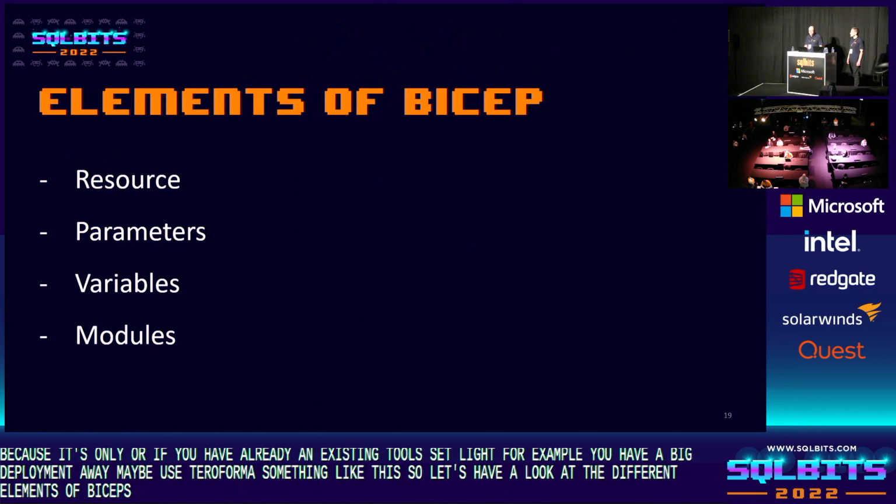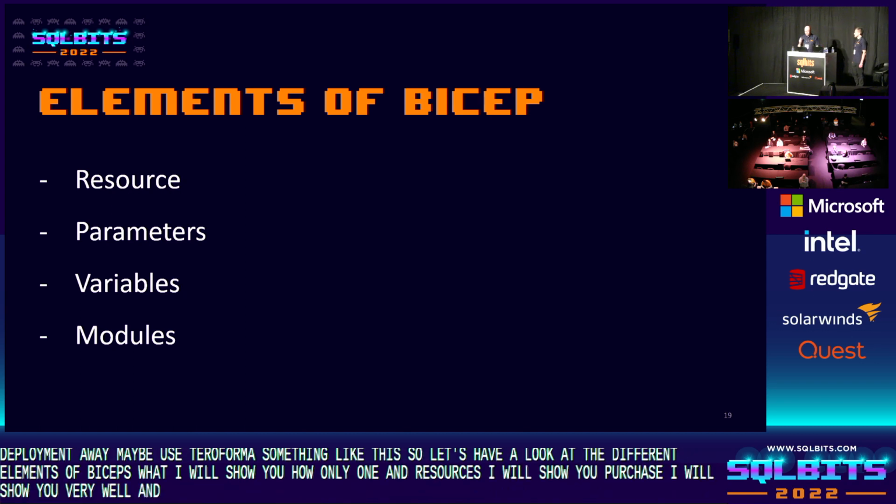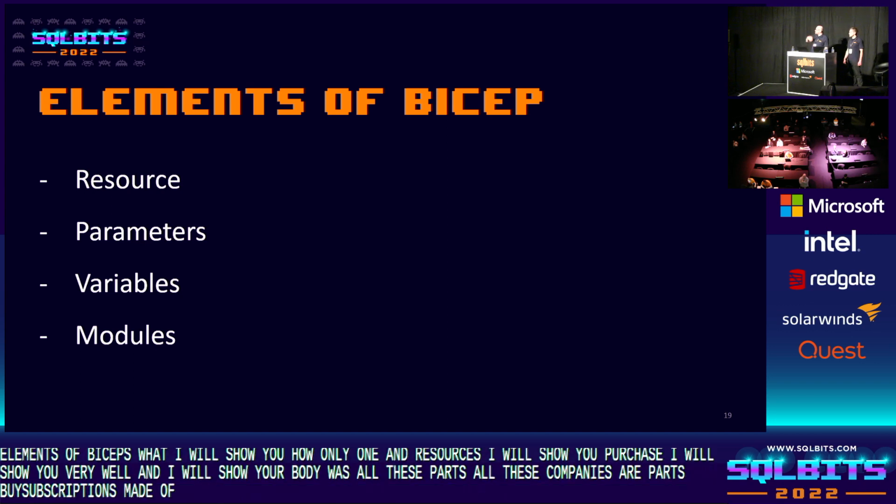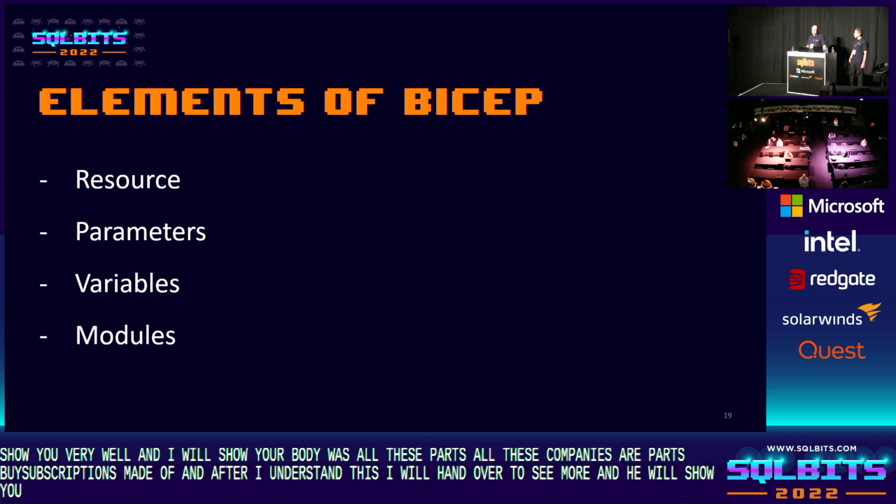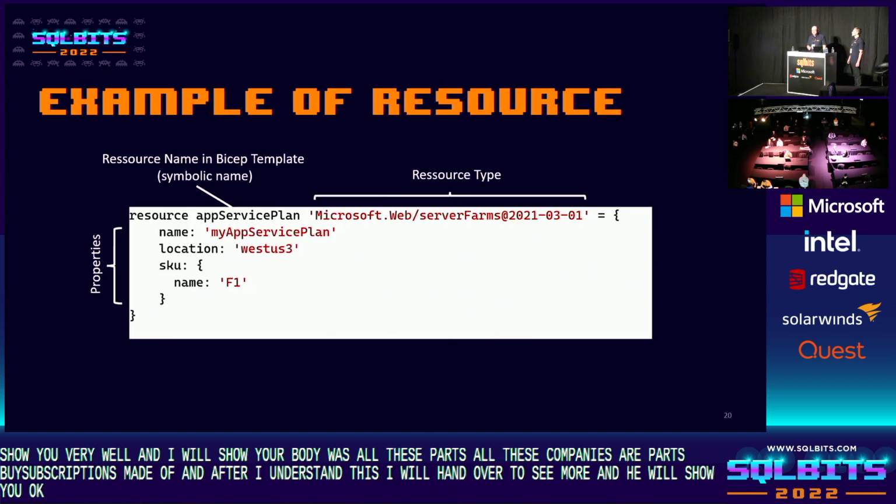What I will show you are, on the one hand, resources. I will show you parameters. I will show you variables, and I will show you modules. All these components are parts a Bicep script is made of. And after I explain this, I will hand over to Timur, and he will show you how this will look in practice. Okay. First, an example of a resource.